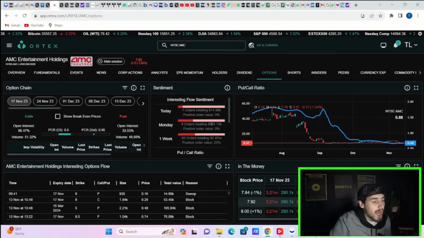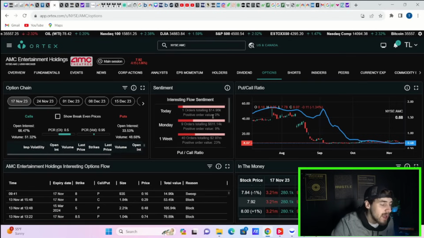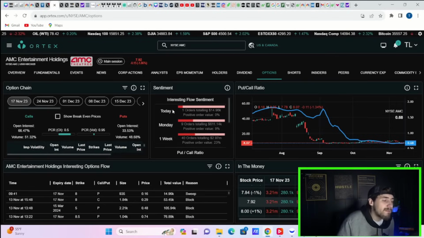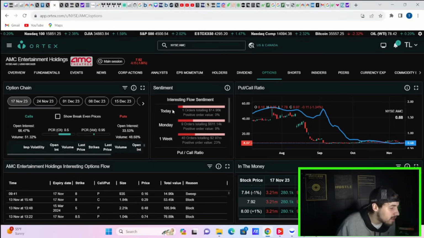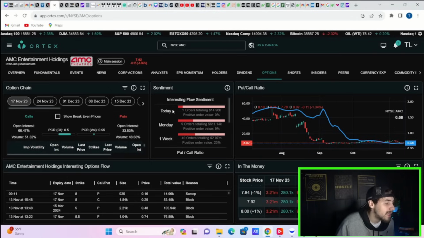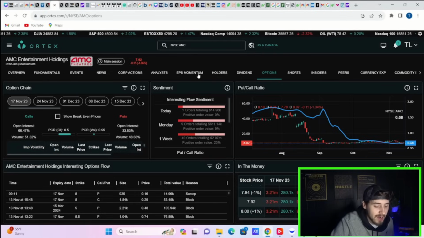AMC, as far as options today, you haven't seen much activity yet as far as hedge funds and institutions, at least it hasn't been flagged. You have seen one order totaling about $15,000 with a positive order value of 0%. That one order was a November 17th $8 put worth $15,000. 935 of those were purchased for about $16 a piece. So a pretty short-term bet or trade on AMC stock, just expiring this Friday.